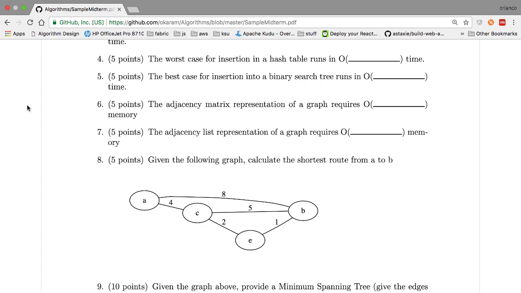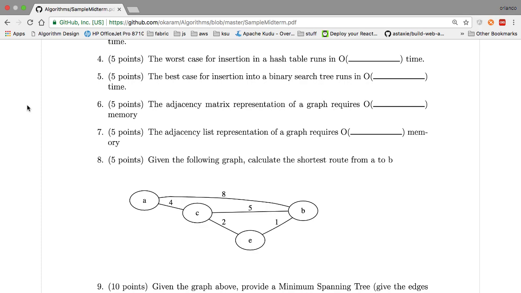The worst case for insertion in the hash table runs in order of what time? Now we got every possibility. Who said n squared? Does insertion ever take order of n squared? No, right? What's the worst that could happen? Linear. When? When the table is full and we need to grow it. The hash table is full and we need to add more cells, so we need to copy the whole thing, right?